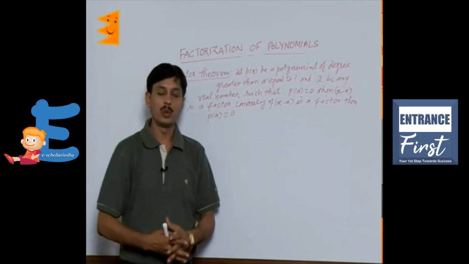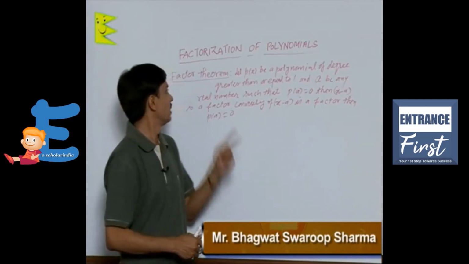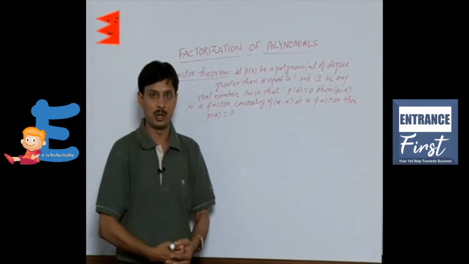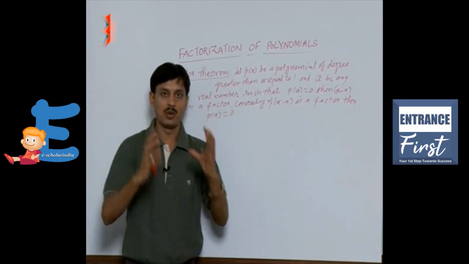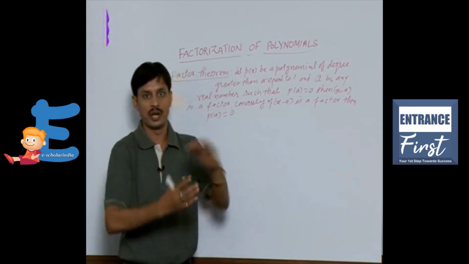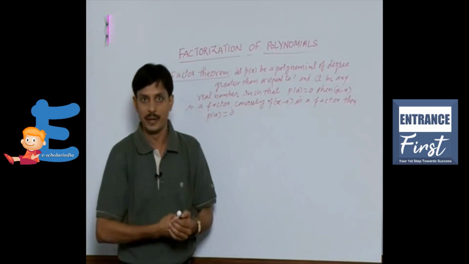Now I am talking to you about the last concept of the chapter, that is the factor theorem. What is this? It's a type of remainder theorem. In the remainder theorem there was a polynomial, there was a number. With the help of that number we obtain the divisor. When we divide by the divisor we obtain the remainder.